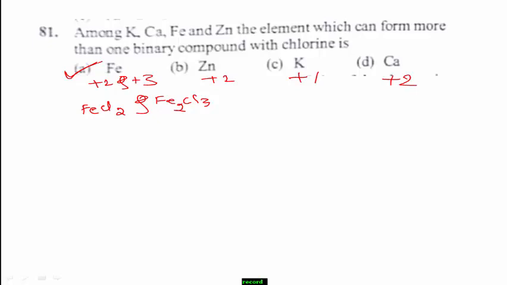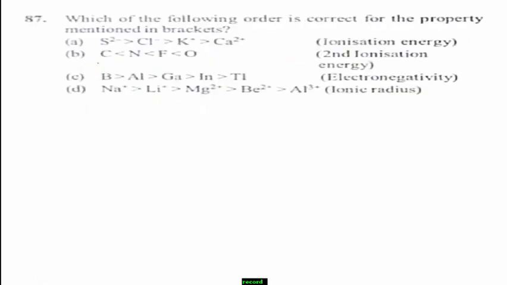One is FeCl2 and one is Fe2Cl3. Yes, next question, question number 87. Which of the following order is correct for the property mentioned in the brackets? Yes, here in the options they have given the respective order and the type of order involved.